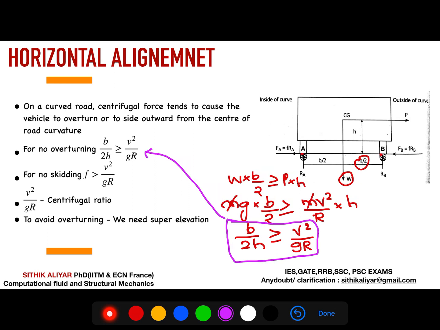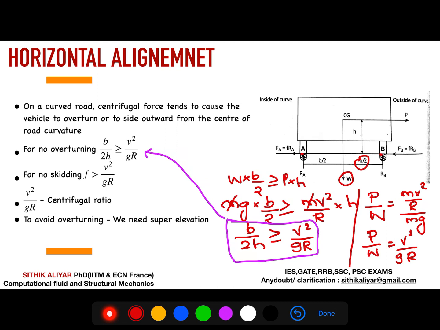This V square by gR, on the right side, can also be called the centrifugal ratio, because take P by W. What is P? Centrifugal ratio, right? You can write mv square by r divided by mg. So cancelling, you will get V square by gR. This is also one way of getting that V square by gR. So in terms of centrifugal ratio, V square by gR is the term.